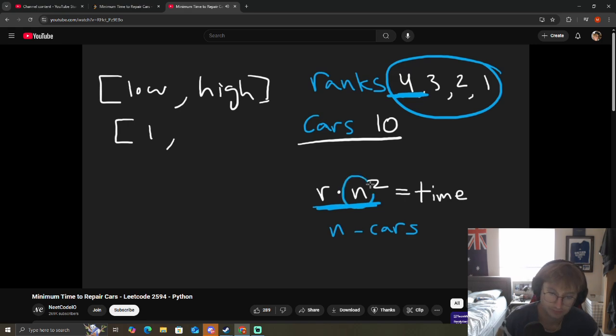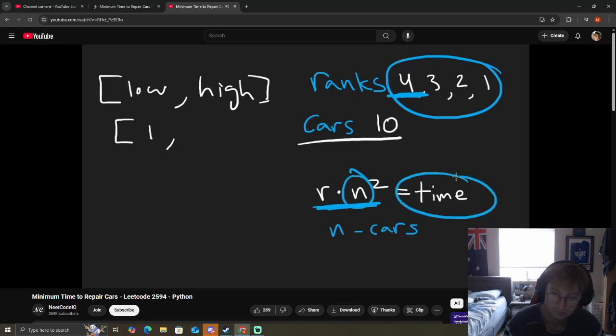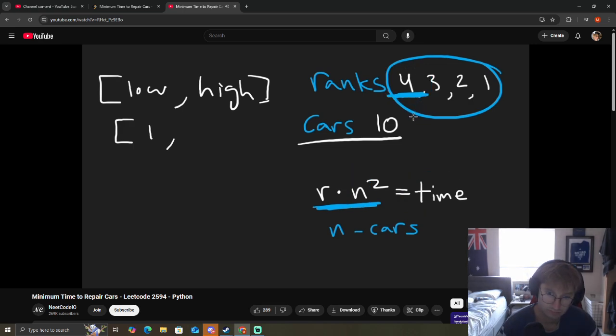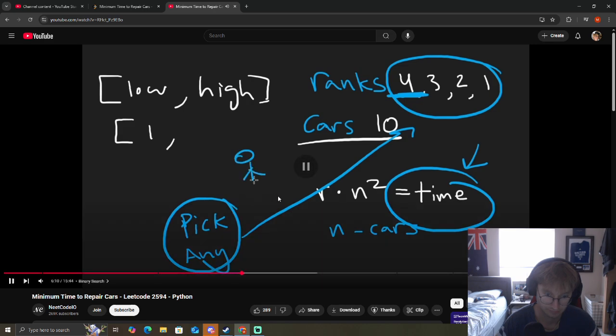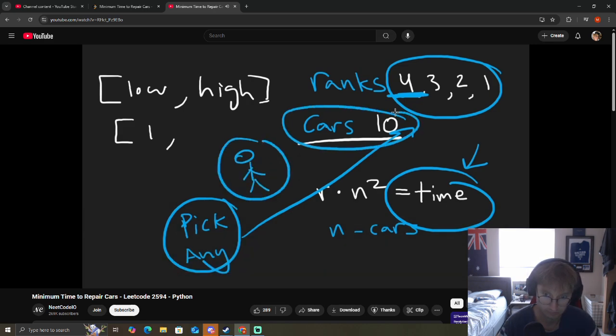Given some number of cars, it tells us how much time it would take a given mechanic to do those cars. So we could actually do this. We could pick any mechanic, pick any of them. After we do that, we calculate the amount of time it would take for that single mechanic to do all 10 cars.